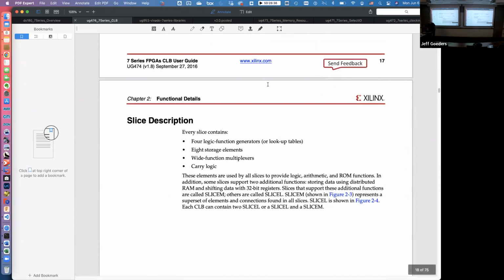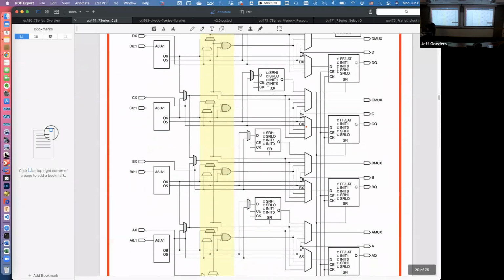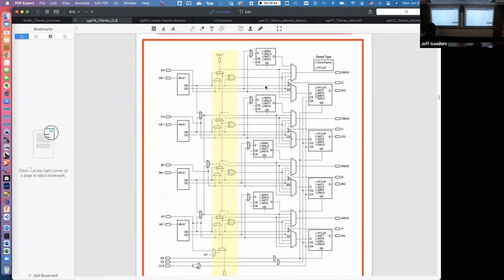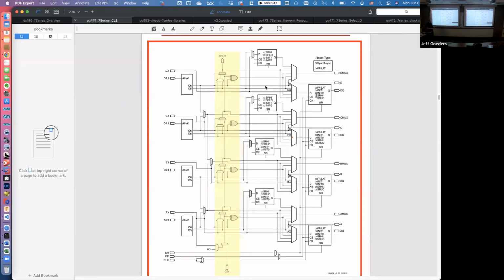So let's go look inside one of these slices. They have something called a SLICEL, and I'm going to have to zoom out a hair. I hope you can see that well enough. Okay, so over here on the left, this slice has 4 lookup tables. Remember Dr. Goeders' lookup tables? Can you see there's 4 of them? Okay, and they have inputs. Then over on the right, you can see 4 flip-flops. So there's your LUT flip-flop pairs that Dr. Goeders talked about. So a slice has 4 logic cells.